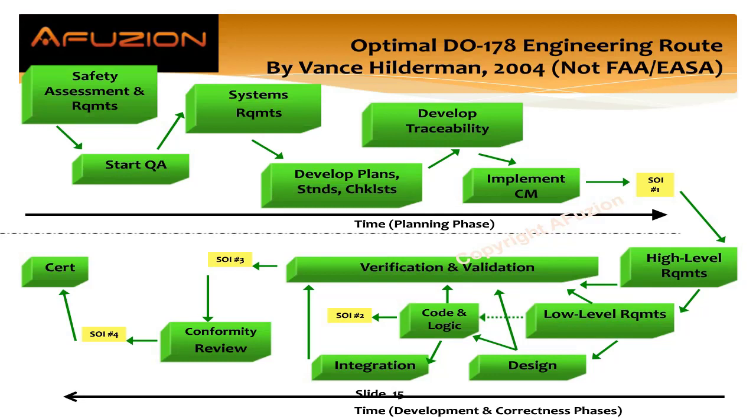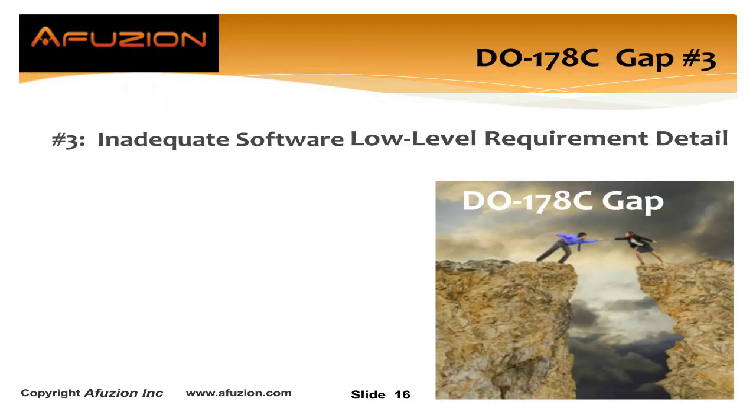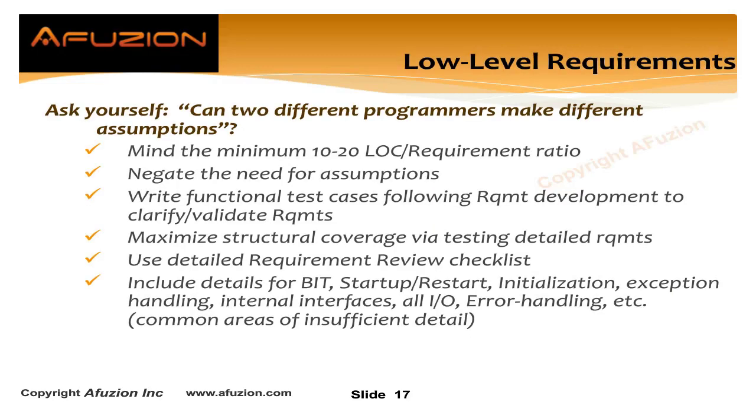Now, low-level requirement detail. In 178B, B as in boy, we could have weak requirements. That's not good. When we have weak requirements, we have assumptions. Key goal is to minimize assumptions. That's why we have the objectives and the subjectives. That's your standard. So ask yourself this question. Most companies can't answer successfully. Can 2 different programmers make different assumptions?